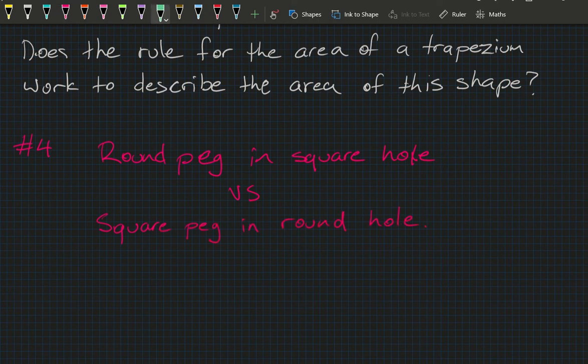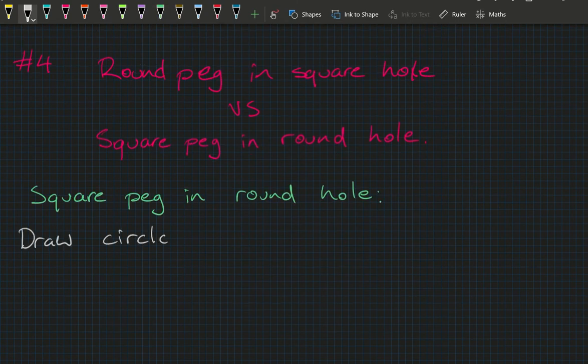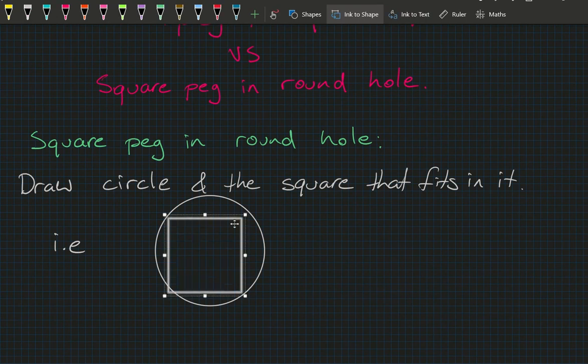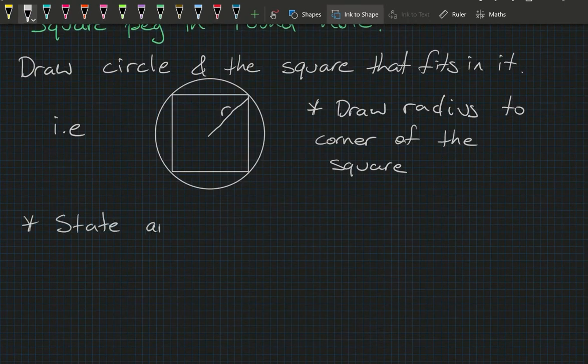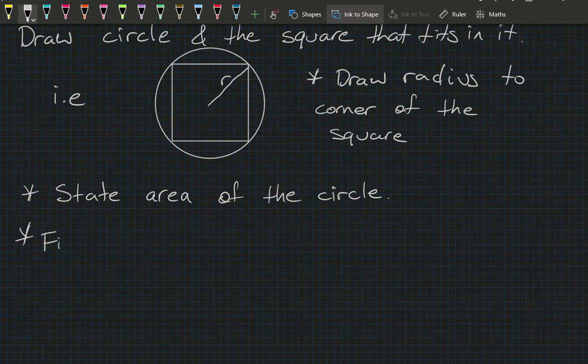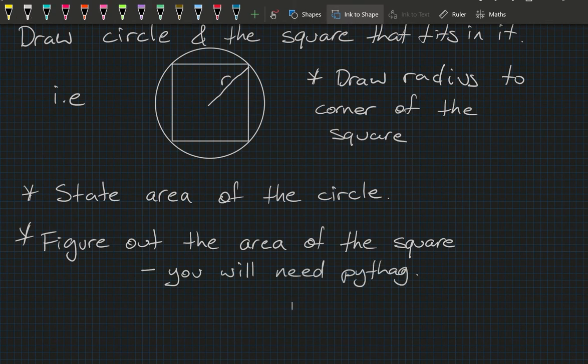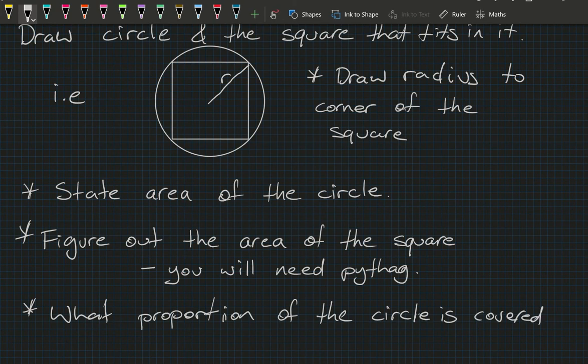Okay, let's work with the square peg inside a round hole. Firstly, draw a circle and the square that fits in it. Okay, just like this. Draw a radius in this circle that goes exactly to the corner of a square. Then you can state the area of the circle. Then you can figure out the area of the square. You'll need Pythagoras. And once you have those two areas, what proportion of the circle is covered by the square?